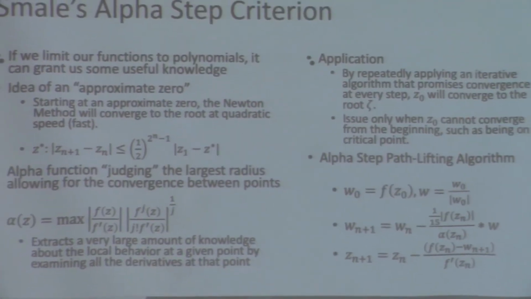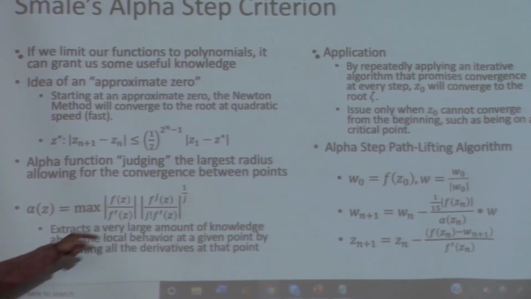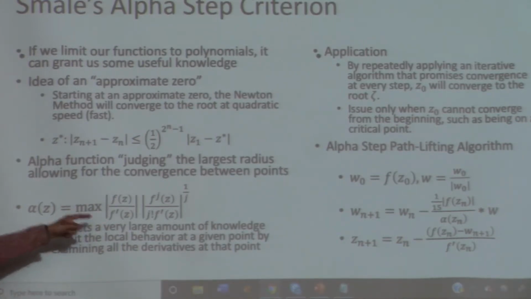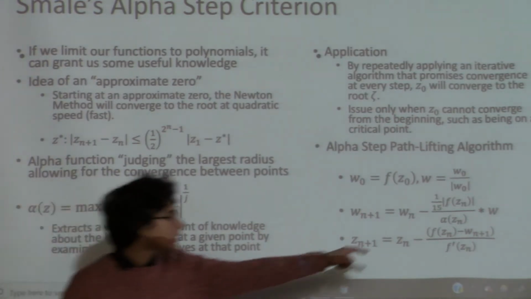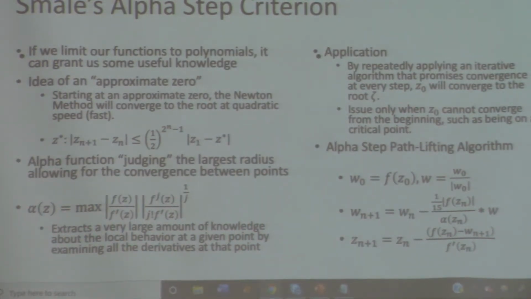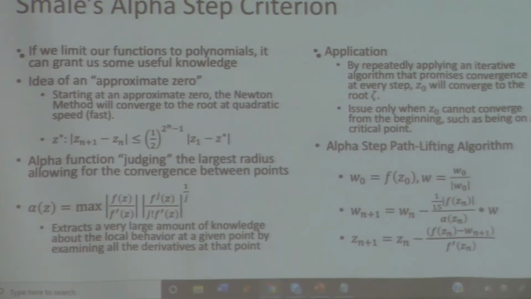And this is definitely impacted by the critical point, by dividing by it, right? The closer you are to the critical point, the smaller the bottom is. So that impacts how far you can go. The larger alpha is, the smaller the step is. So how do you actually apply this alpha step? By constantly checking what the alpha value is at a point.